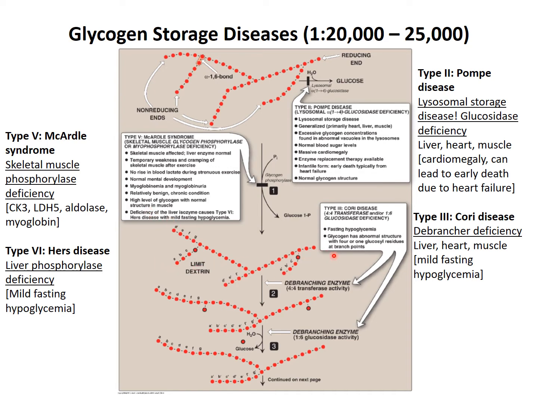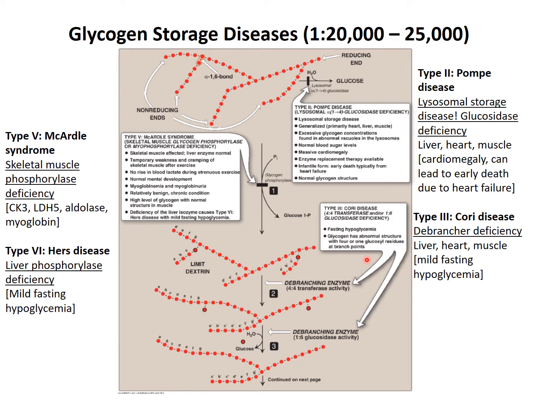So we only can use the glucose or glucose phosphate from the periphery of the glycogen. It will stop at the first branch point from the outside. So why fasting hypoglycemia? Because we cannot produce enough glucose in the liver in Cori disease. Now, it also says that the glycogen has abnormal structure. Why?